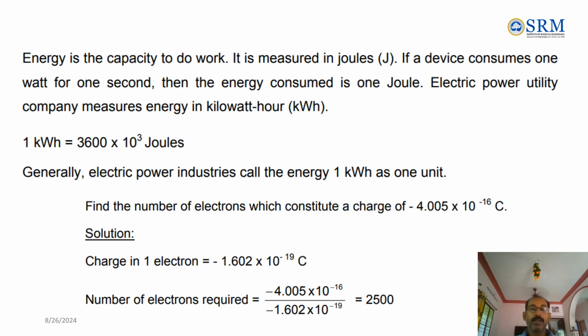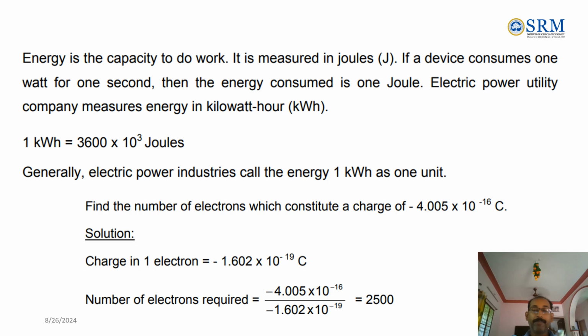Right? So now let us see the energy. What is energy? Energy is nothing but power into time. Power unit is watts, time unit is seconds. So power into time is energy, measured in joules. If a device consumes 1 watt for 1 second, then the energy consumed is 1 joule. The electric power utility company measures the energy in kilowatt hour.